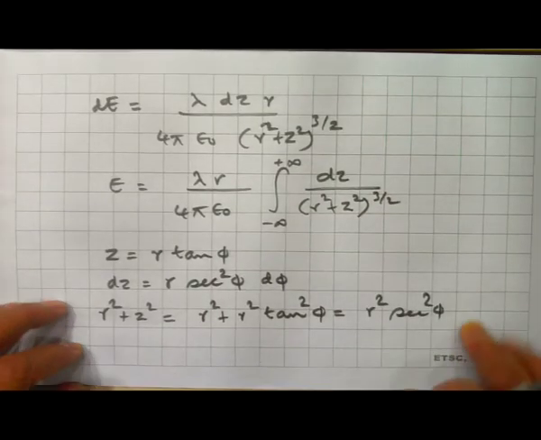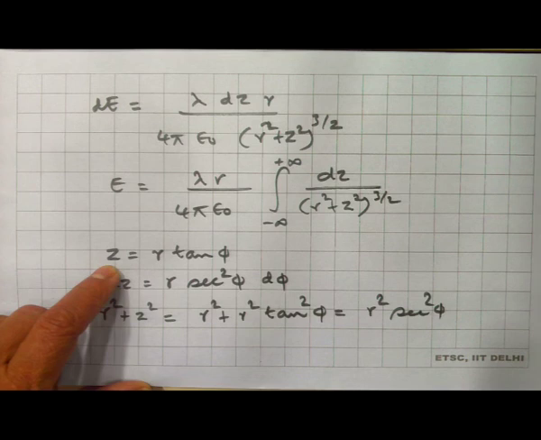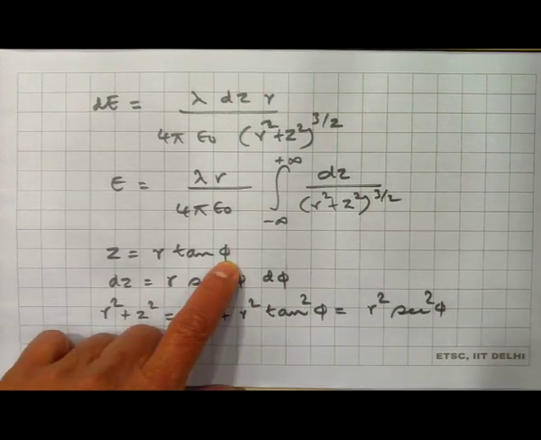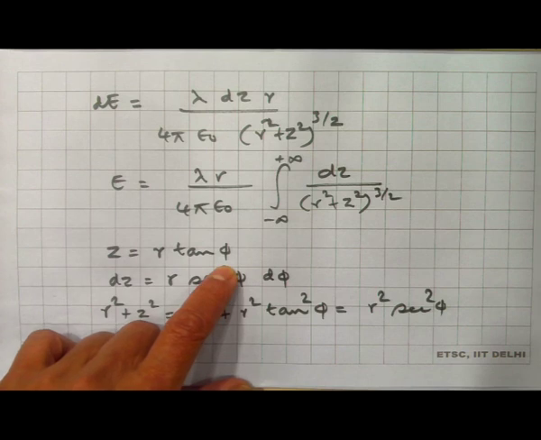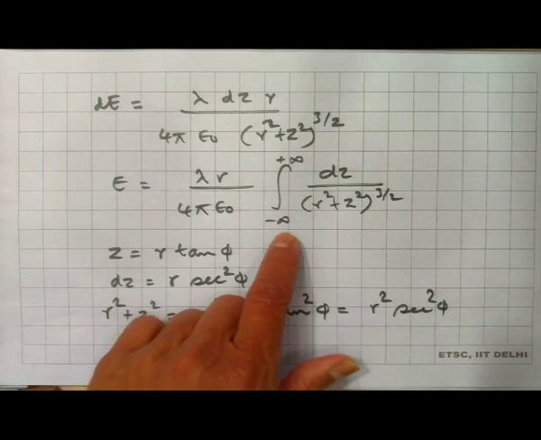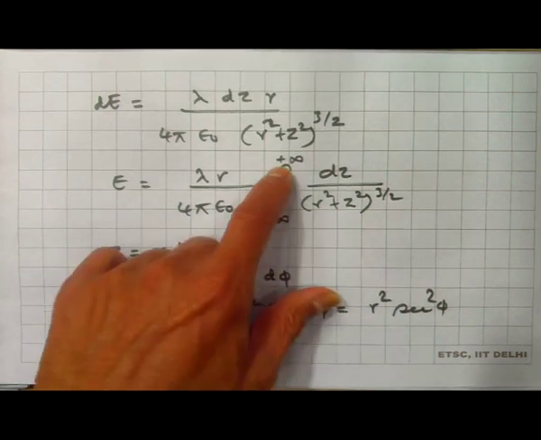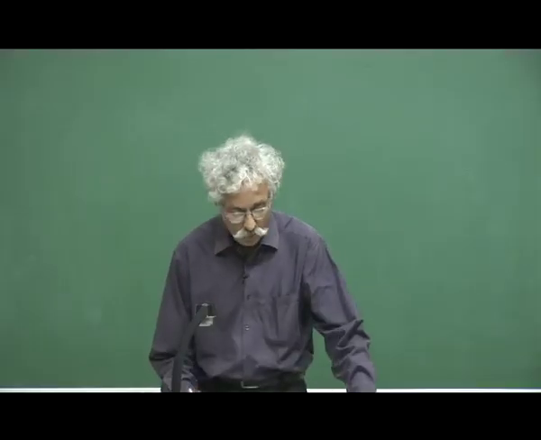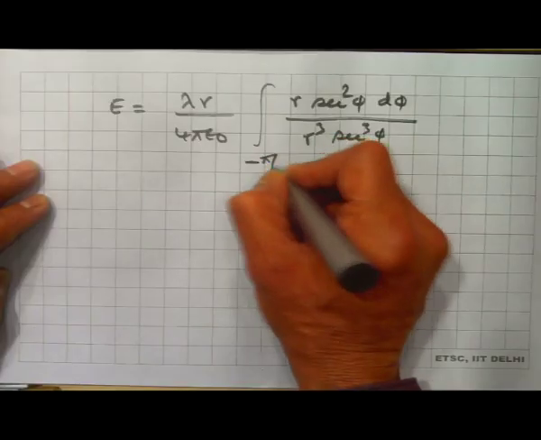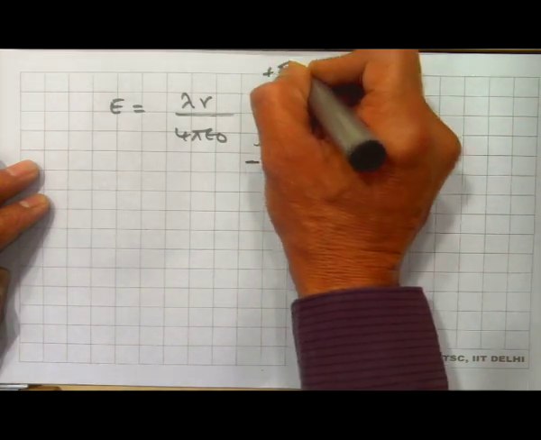Now, look at the variable change. If z is minus infinity, phi is minus pi by 2. If z is plus infinity, phi is plus pi by 2, because tan pi by 2 is infinity, tan minus pi by 2 is minus infinity. So, the integration variable from minus infinity to plus infinity in z becomes minus pi by 2 to plus pi by 2 in this variable phi.